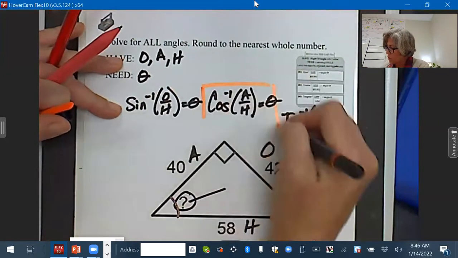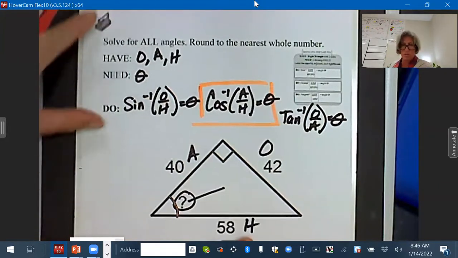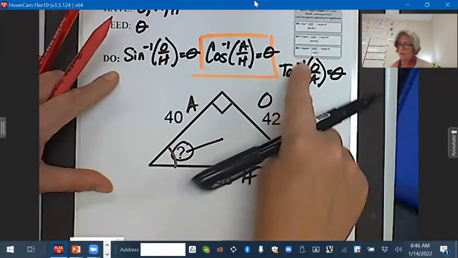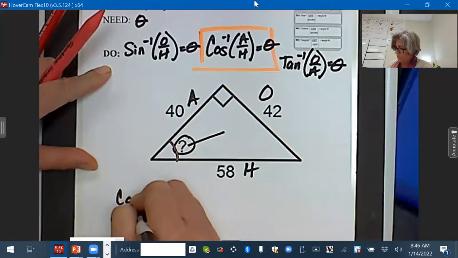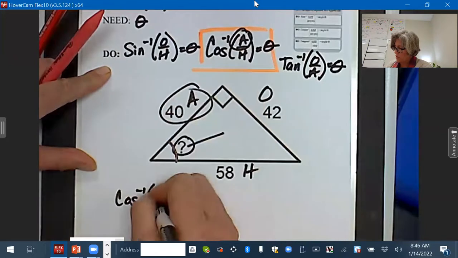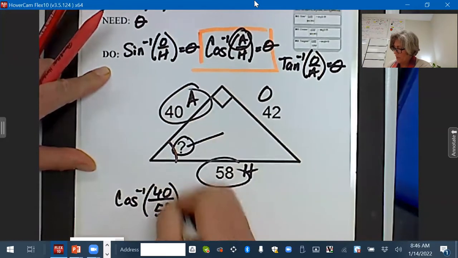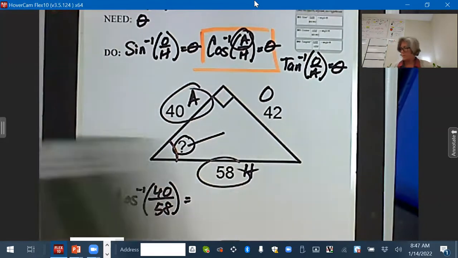So I'm going to choose, just for giggles, cosine, because that's usually the one that's not chosen the most. Humans, we have a tendency to either do the very beginning or the very end. So down here, I'm going to do inverse cosine. My adjacent here is going to be 40. And my hypo is 58. And that's going to get me that angle theta.